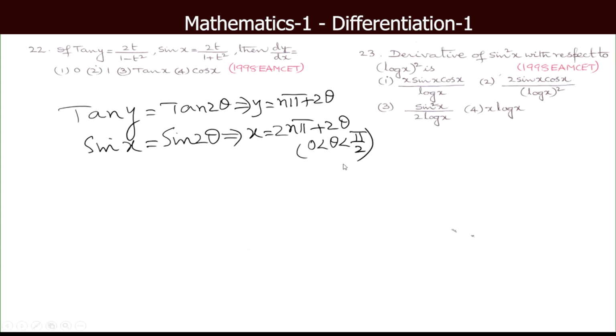Now, both y and x are expressed in terms of theta. So, what is the dy dx? y dash at theta by x dash at theta. That is equal to 1, because y dash at theta is 2 and x dash theta is also 2, so that is 1.